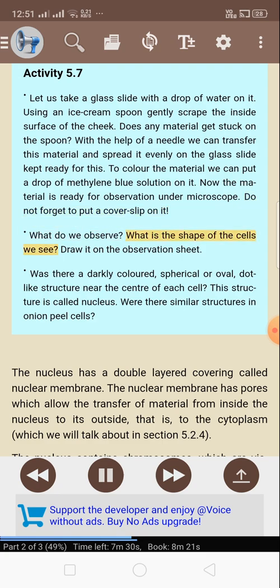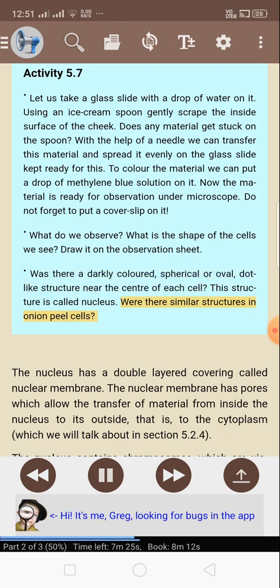What do we observe? What is the shape of the cells we see? Draw it on the observation sheet. Was there a darkly colored spherical or oval dot-like structure near the center of each cell? This structure is called nucleus. Were there similar structures in onion peel cells?